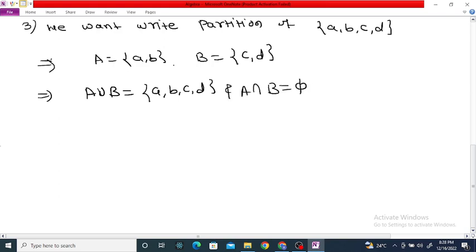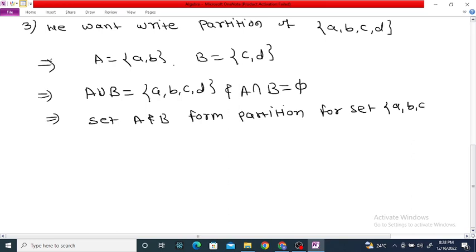So this implies sets A and B form a partition for the set {a, b, c, d}. There are so many partitions you can write.